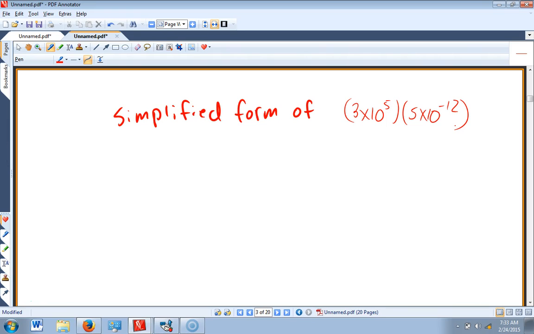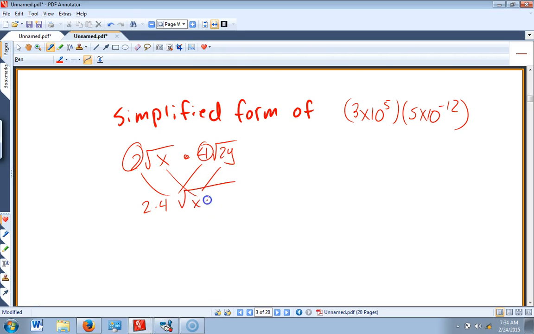Think back to if we were multiplying 2 times the square root of x times 4 times the square root of 2y. What we do in that case is we do the outsides multiplied by one another, so 2 times 4, and then times the insides multiplied together, so x times 2y. And what that comes out to be is 8 times the square root of 2xy. So that's kind of a review. Well, this is a similar idea.